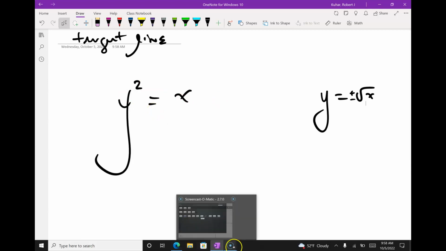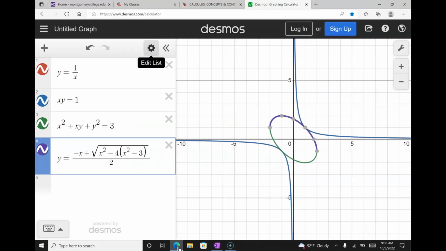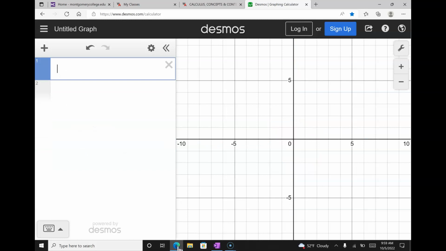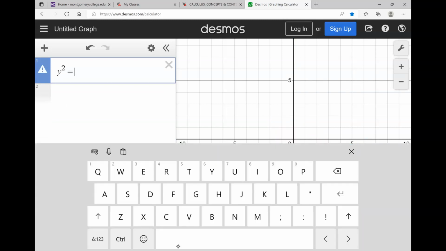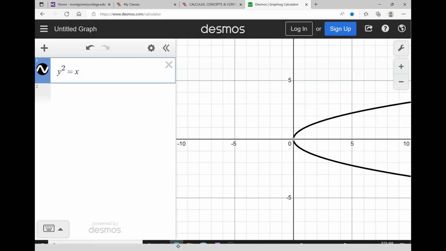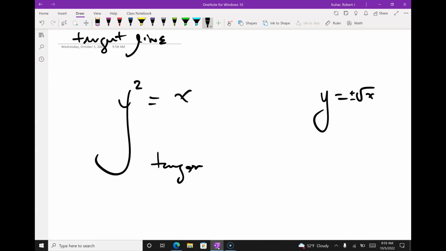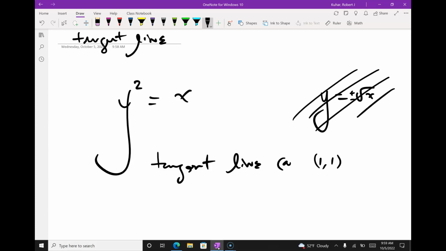So on Desmos, I kind of want to put that y squared equals x there. So y squared equals x, and you'll see my parabola, yes? Right, the top half of the parabola is a square root function, right? Yeah? So let's get the tangent line there. How about at 1, 1? You agree that if I square 1, I still get 1, right? Again, I'm not using this. Right, I'm using this other function.